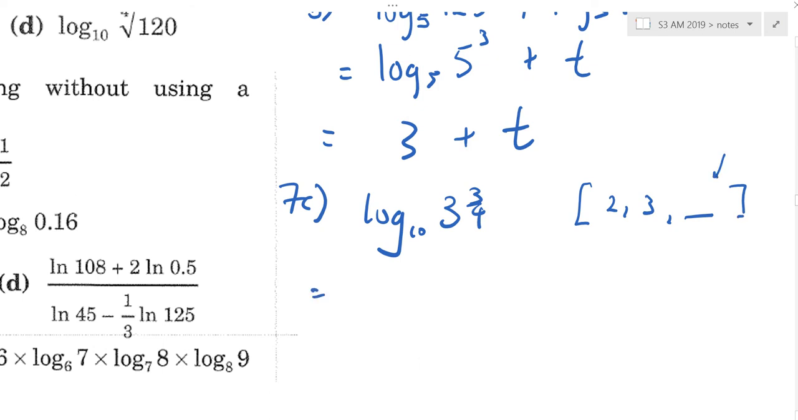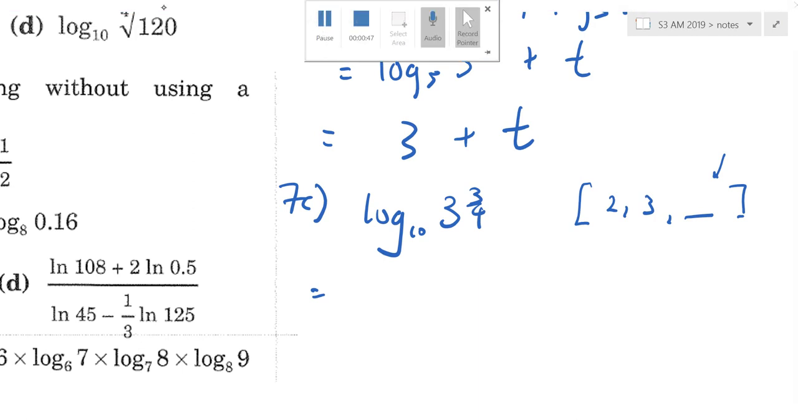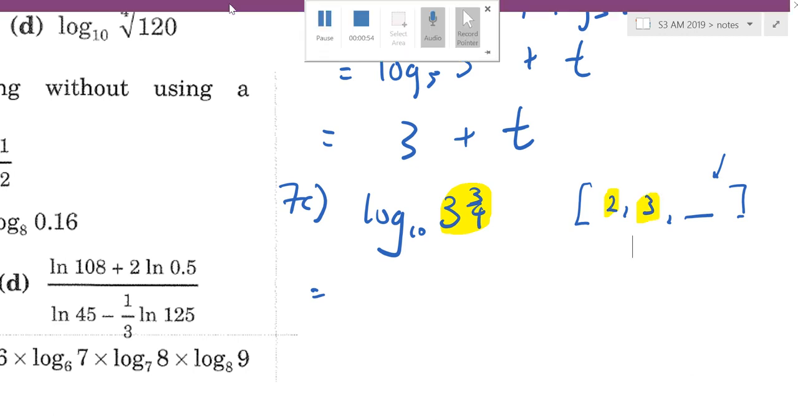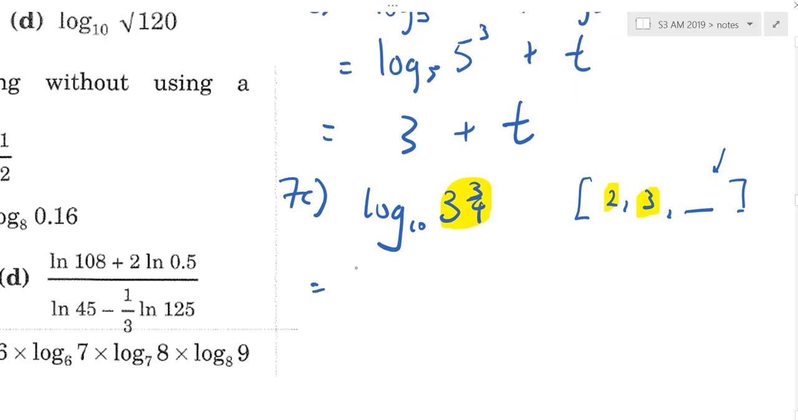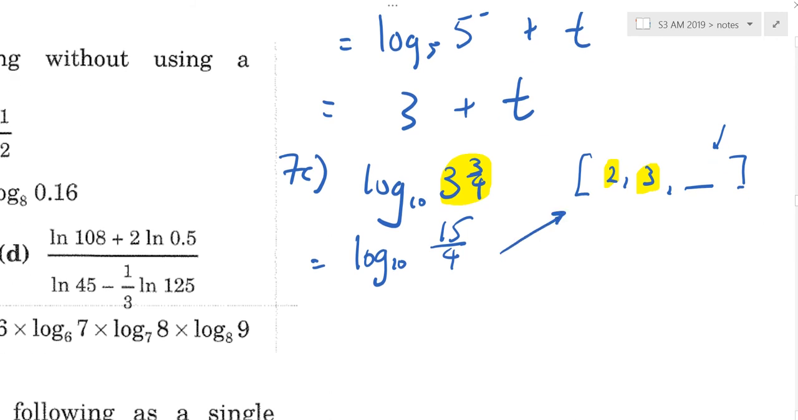Now let's try. What's the number? How do I convert it? How do I deal with this? How do I relate the 3 and 3/4 to 2s and 3s? What is the improper fraction then? Then the only way to come closer to this is log 10.